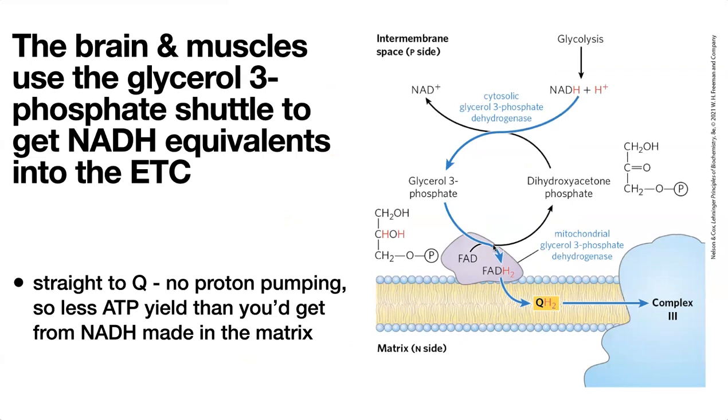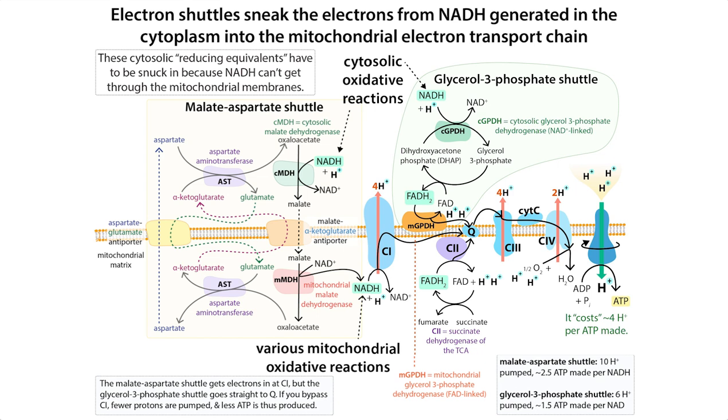What we note about this is we're taking those electrons and we're passing them directly to Q. When we pass electrons to Q, if we bypass complex 1, we're not going to be pumping the protons that we would pump out at complex 1. Therefore, we're only going to get the yield of an FADH2, not the yield of an NADH. This means that we're basically only going to get the equivalent of 1.5 ATP per our NADH that we were generating in the cytoplasm, instead of the 2.5 that we would get if we were to insert that into complex 1 with our NADH.